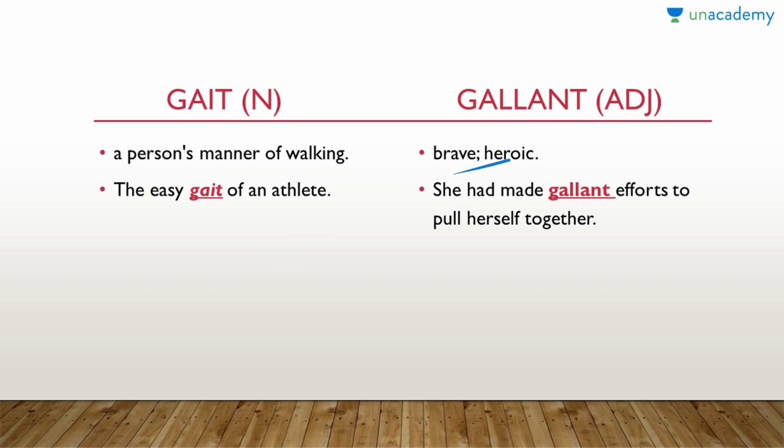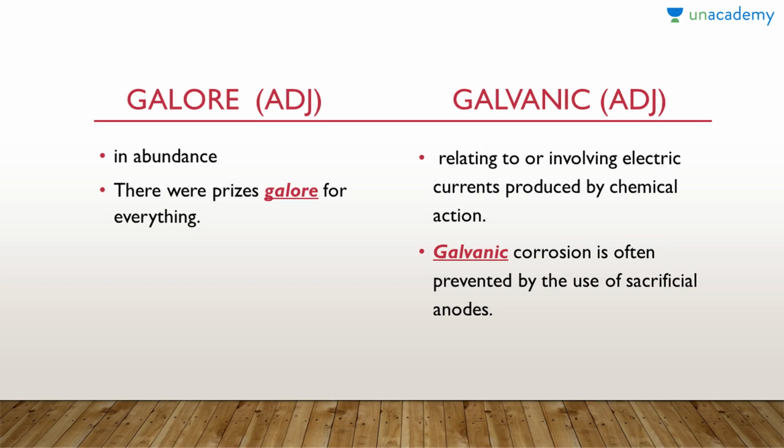Gallant is an adjective which means brave, heroic. In a sentence it'll read, she had made gallant efforts to pull herself together. Galore is an adjective which means in abundance. In a sentence it'll read, there were prizes galore for everything. Galvanic is an adjective which means relating to or involving electric currents produced by chemical action. In a sentence it'll read, galvanic corrosion is often prevented by the use of sacrificial anodes.